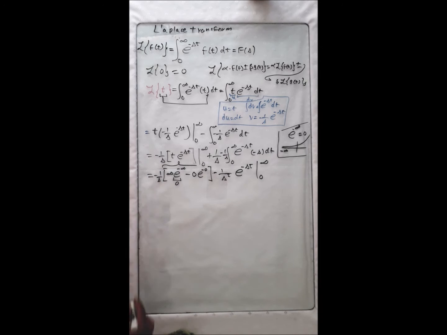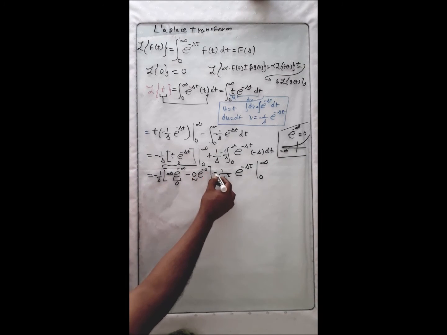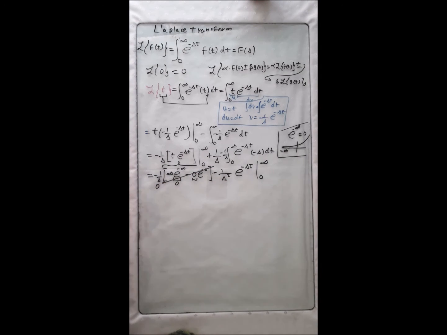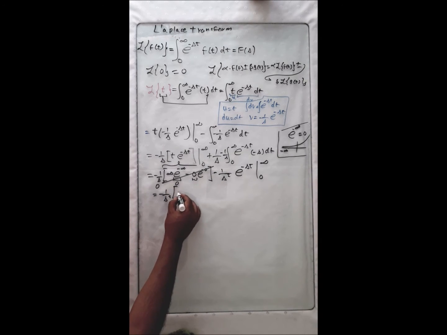0 times infinity: it doesn't matter how big this value is, anything times 0 becomes 0. And this is also 0, 0 times anything is 0. So all this happens to be just 0. It doesn't matter. So the only thing left is the minus 1 over s squared times exponential minus st. Let's do the upper limit minus the lower limit.